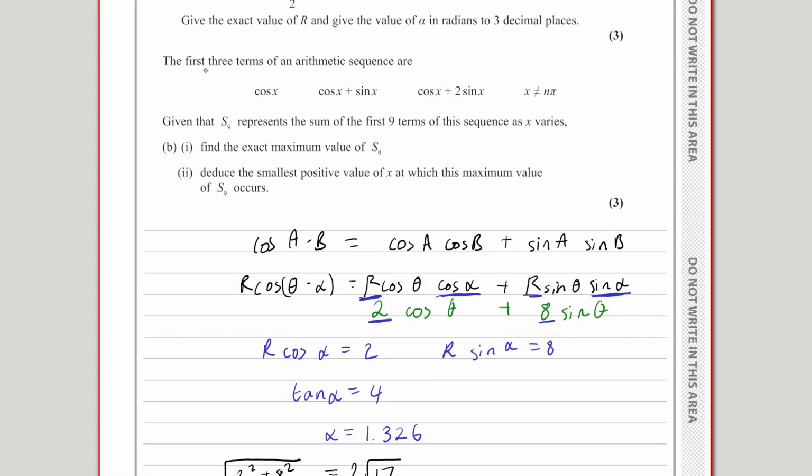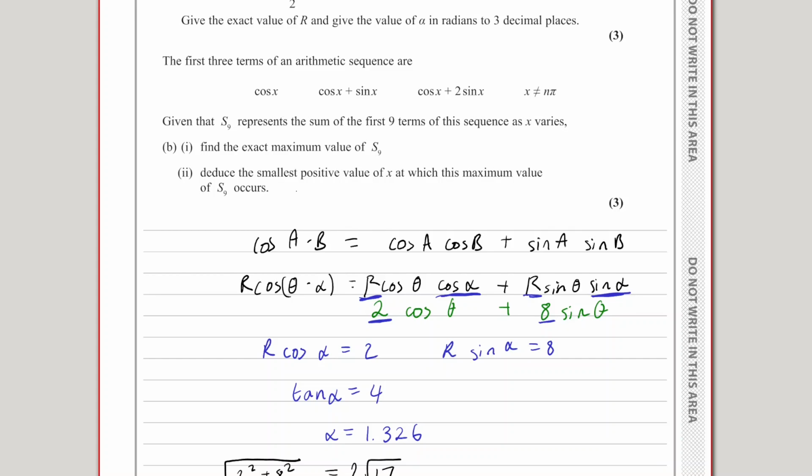The first three terms of an arithmetic sequence are cos x plus sin x, cos x plus 2 sin x. So we're adding a sin x on every time. Given that S9 represents the sum of the first 9 terms of this sequence, find the exact maximum value of S9. So the first 9 terms added together.